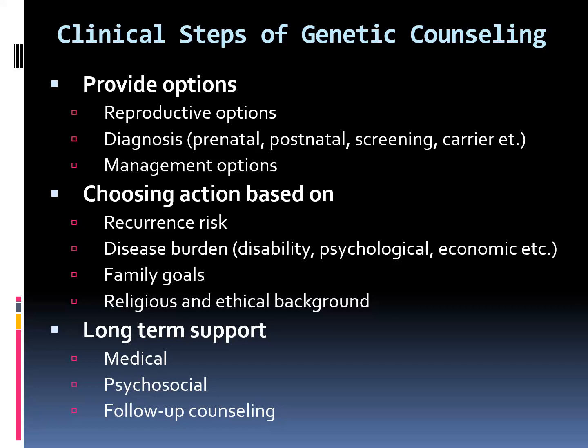So it will be based on recurrence risk: what is the risk of having another child or another person with the genetic disease. The disease burden: how large the disability is, and whether there is a psychological or economic burden that will need to be covered if we have a child with this abnormality. Then family goals, because sometimes family goals will affect our decision. If a family doesn't have any children, they may ask to have a child even if he will have a genetic disease. And then I think the most important part, which is the ethical and religious background of those who are coming for consultation, because this is again a very important part that we should take into consideration.